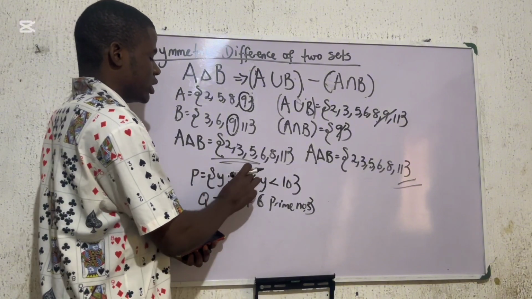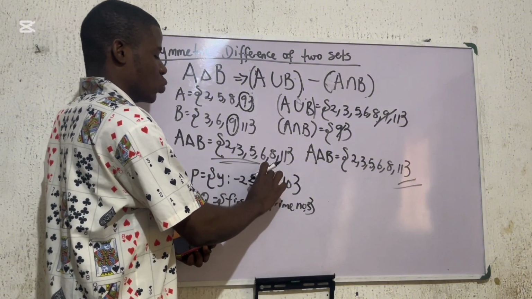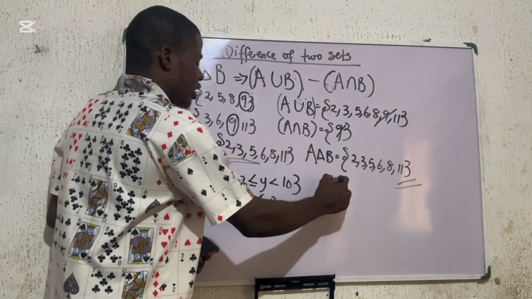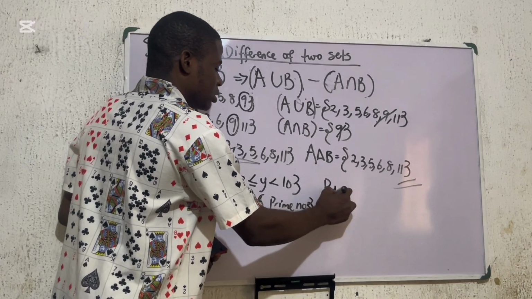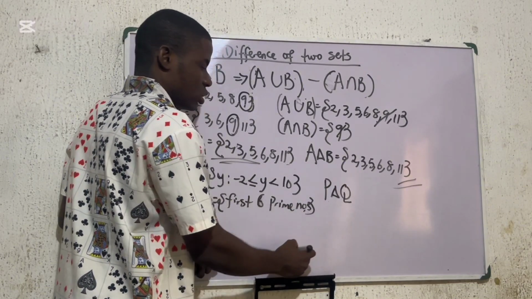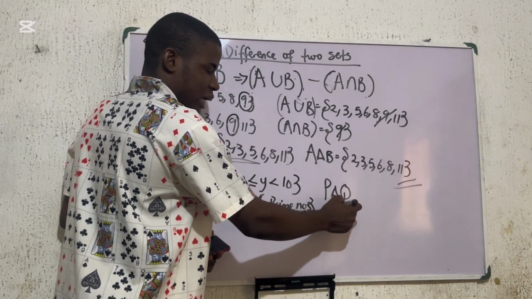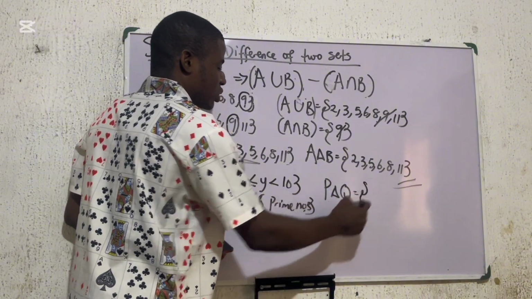Then set P has -2 less than or equal to y, and y is less than 10. Give me the value of P symmetric difference Q. Does it make sense? I hope you understand. So give me the answer in the comment section.